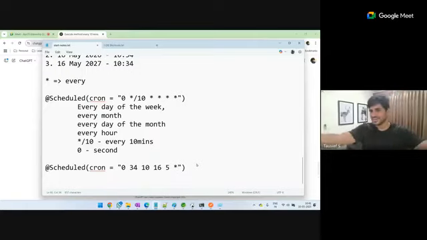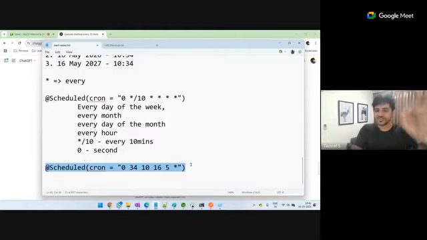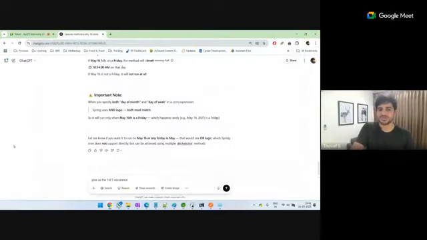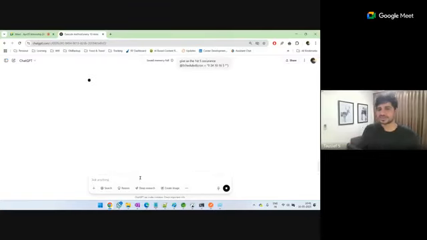So star means every. So if you do it like this, it simply means we will ask ChatGPT now, give us the first 5 occurrences of this cron expression. Then let's see what comes as the outcome of that. Okay? Give us first 5 occurrences of this. Let's see what comes.